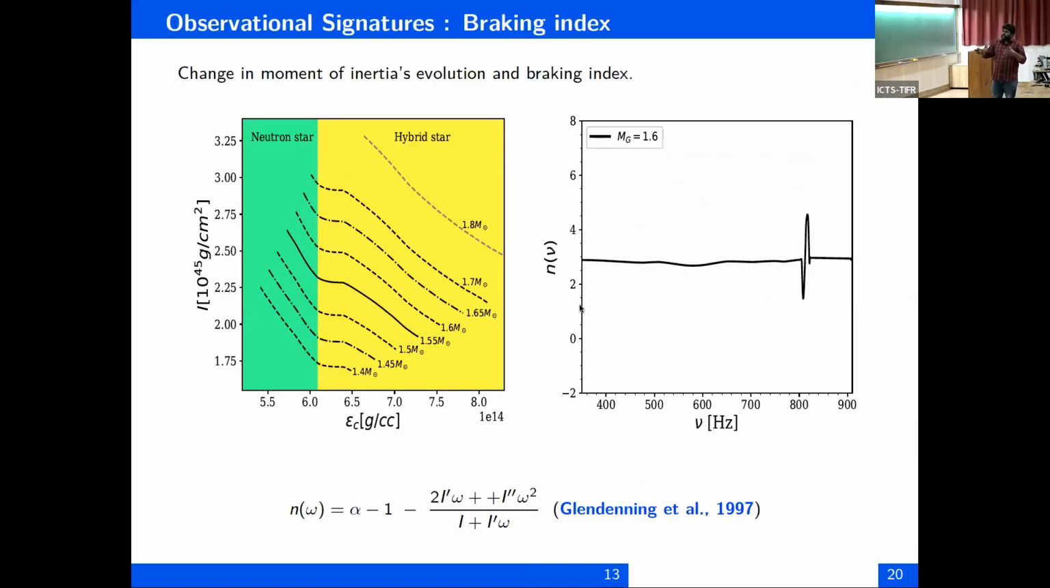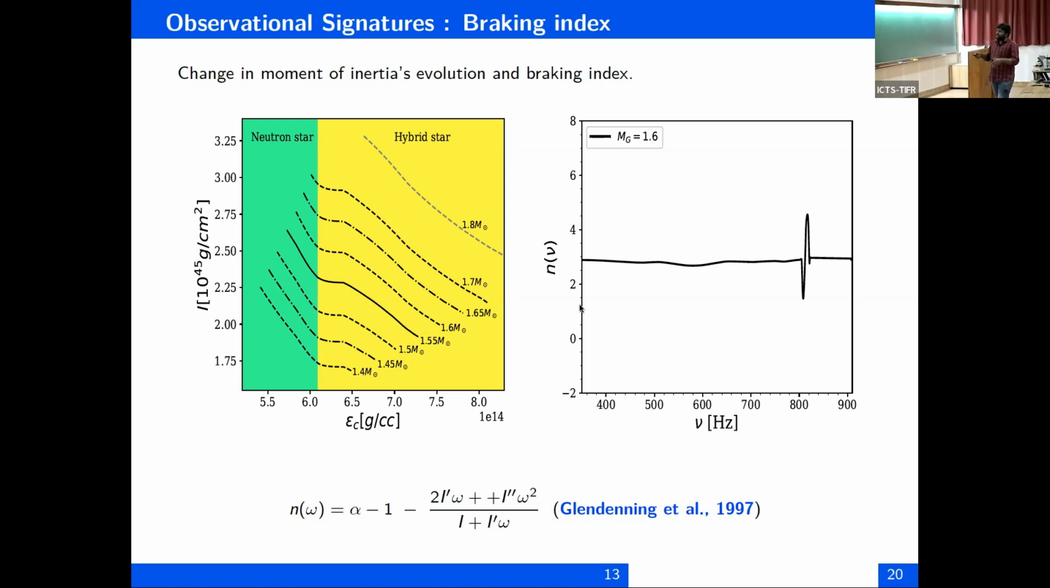So when this quark matter is appearing inside the neutron star, how can we observe it? One way is by seeing the change in the braking index. This is the braking index formula, and it depends upon the moment of inertia and the moment of inertia's derivative. In this plot, we can see the moment of inertia of the neutron star, and as it becomes a quark star, the moment of inertia attains some flatness. By observing this flatness, when we substitute this particular value here, we will see that there is an anomalous change in the braking index.